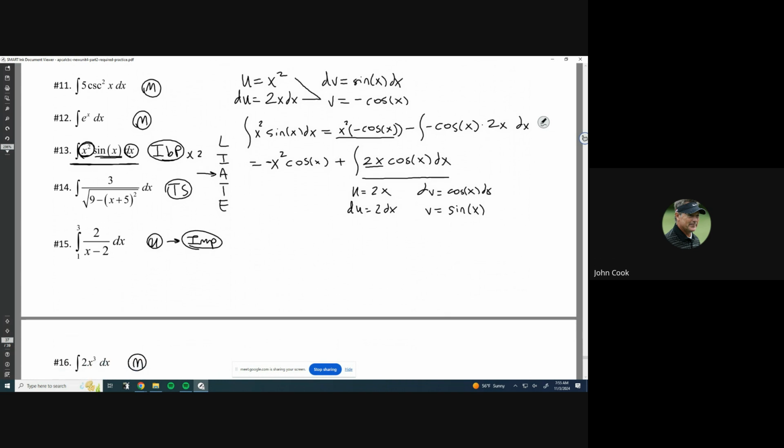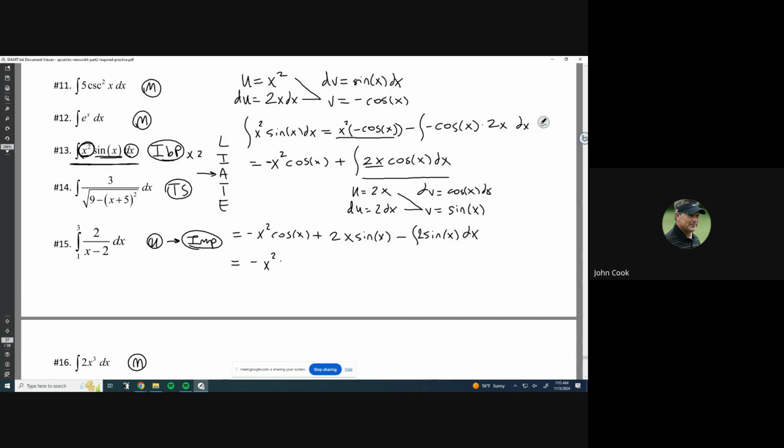Okay, so I write it again. So what do we got here? I still have that negative x squared cosine of x. That doesn't go away. Plus, and then now I've got uv minus the integral of v du. So u times v is 2x sine of x minus, and then v du is going to be the integral of, let's see here, v is sine of x, and then du is times 2 dx. All right, I'm just going to move that 2 out to the front there. And then this is a pretty easy antiderivative to take, right? It's just sine.